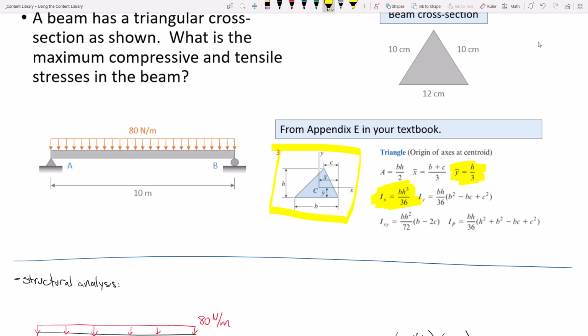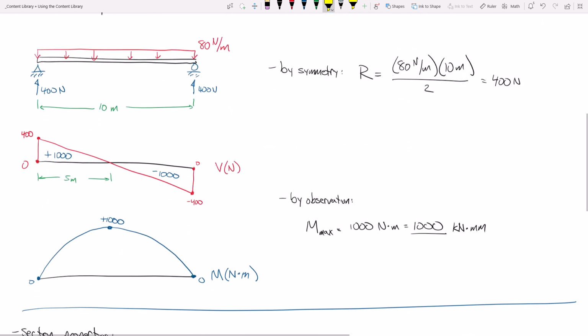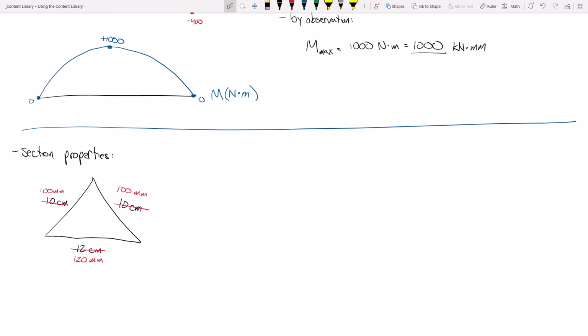B is the lateral width of the triangle, but H is the height of the triangle, the vertical height of the triangle. For this triangle, I propose that B is 120 millimeters, but H does not equal 100 millimeters. And I heard somebody say the magic number, and they're right, and I want to show you why. This is a trig problem, ladies and gentlemen.